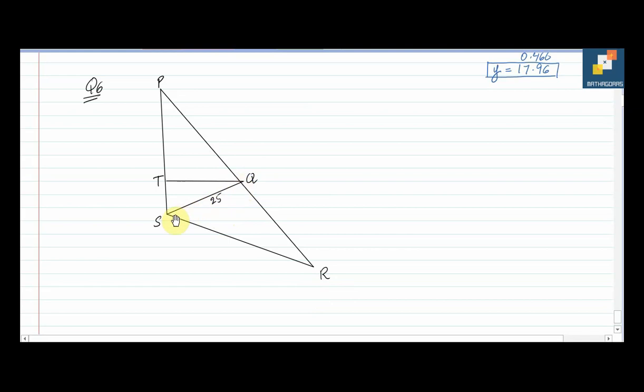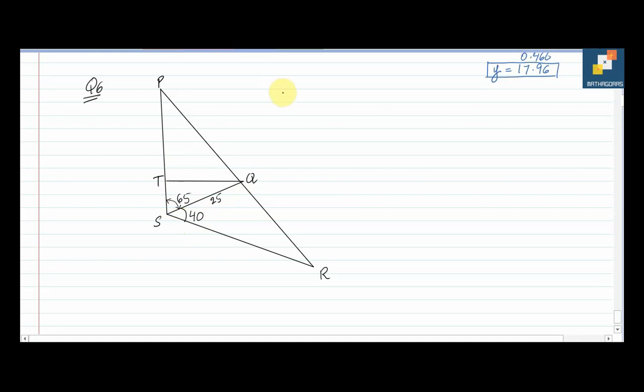So QSR, and angle is always the middle one. That means this angle is, in the book the angle is 45, I am going to take 40, right? And QST, that means this angle. QST is, in the book it's 60, I am going to pick 65, right?